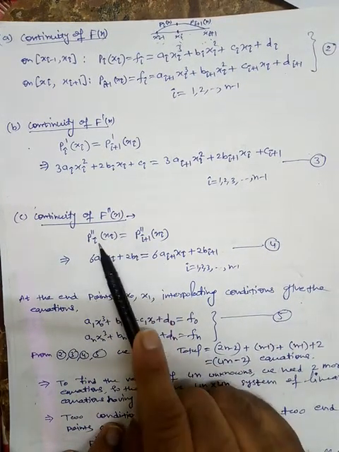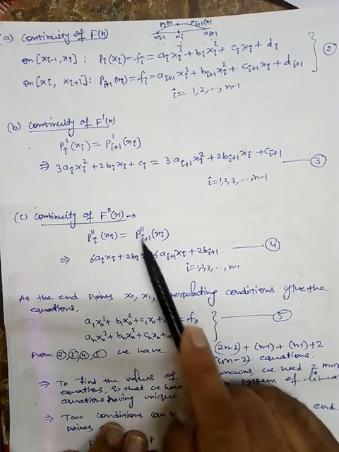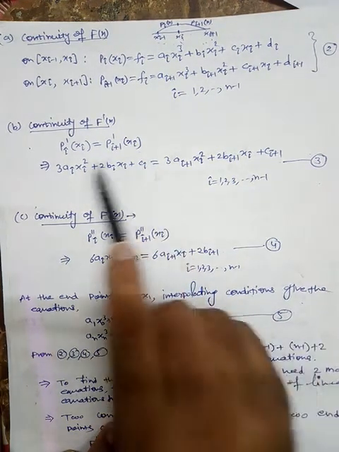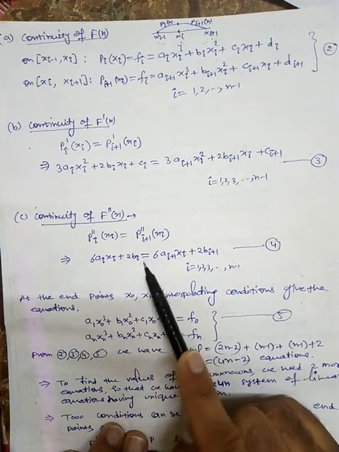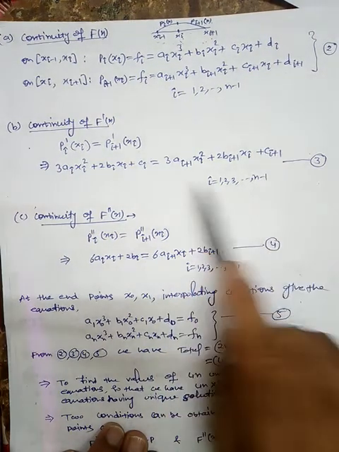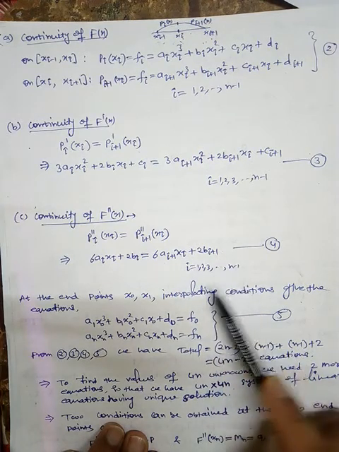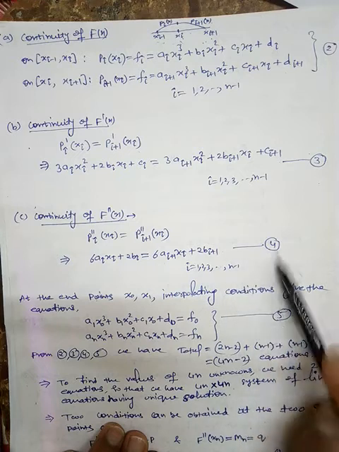So again, the second derivative of polynomial p_i at x_i is equal to the second derivative of p_(i+1) at x_i. So again differentiate this with respect to x. So we get 6a_i x_i + 2b_i is equal to this. Differentiate this with respect to x_i. So 6a_(i+1) x_i + 2b_(i+1). Again we get 1, where i varies from 1 to n minus 1.